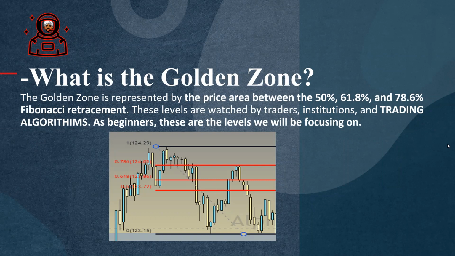So the golden zone is represented by the price area between the 50%, the 61.8, and the 78.6. These levels are watched by traders, institutions, and trading algorithms. As beginners, these are the levels that we're going to be focusing on. As you can see here, from the swing high to the swing low, price came down and retraced back up to the 78.6 level before catching a huge sell-off. This is where you want to go short, right? At one of these Fibonacci levels. These three are going to give you the best risk to reward.